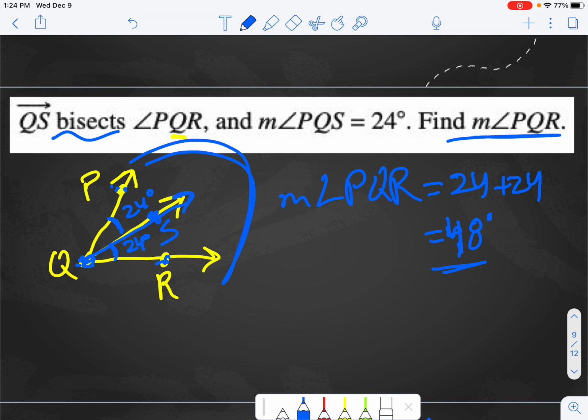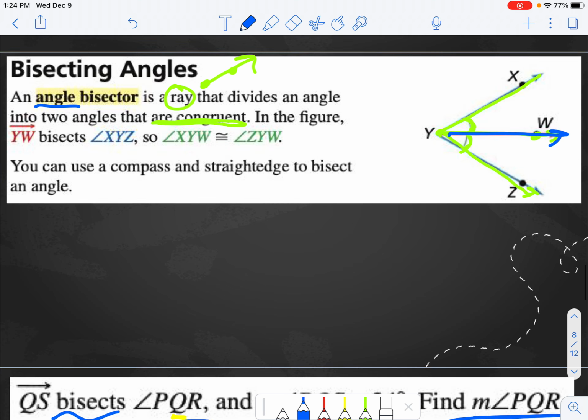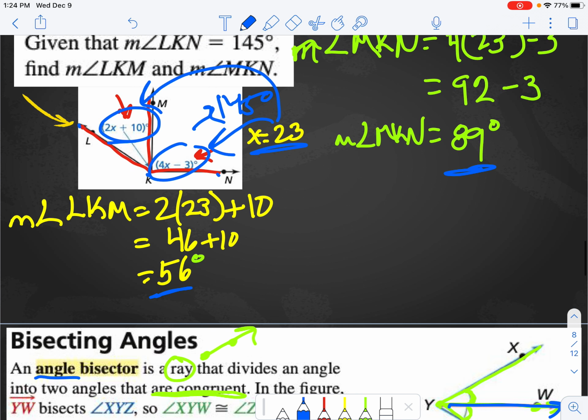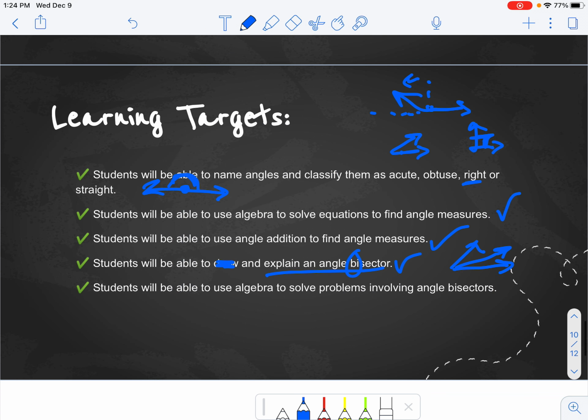Students will be able to use algebra to solve problems involving angle bisectors. That would be like this problem. Again, this was a very simple one, and we won't see all of them to be this simple, but you can imagine how they would throw something that looks like this with these expressions in there, but just talk about angle bisectors as well.